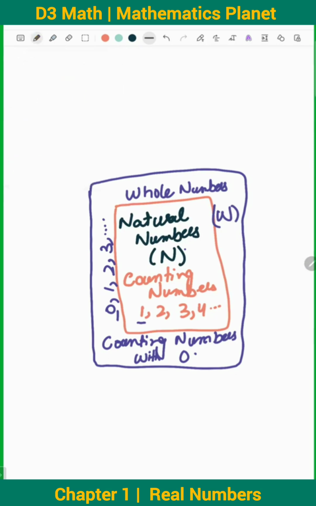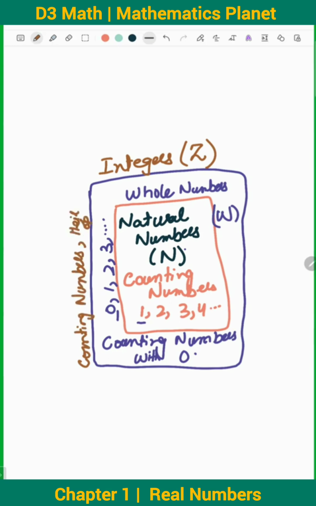The next set of numbers we have is a very big set of numbers, and it is a very common set of numbers. It is called integers, denoted by z. So now integers. What are the integers? Integers contain counting numbers, their opposites, and 0. So what is the meaning of their opposites? Means negative numbers are also included.